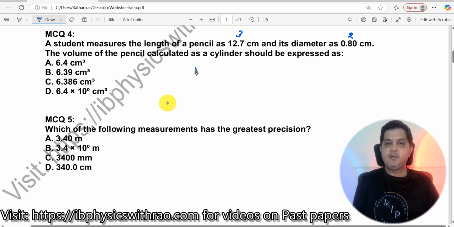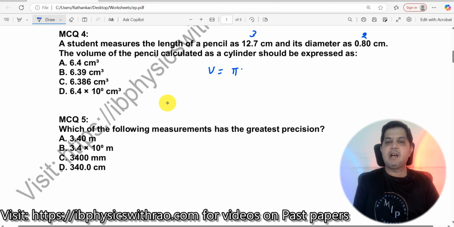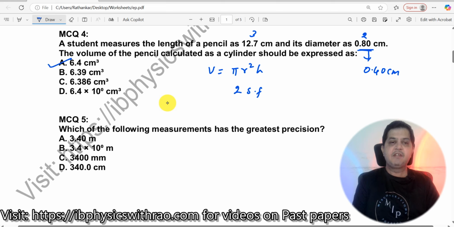So the volume of the cylinder is given by pi r square into h. Now there is a product of variables. Here we are going to divide the diameter by 2 to get the radius, which is 0.40 centimeter, and the height to be 12.7 centimeter. Whatever I do here, I'll get some values, but the final answer will only have 2 SF. Just find out which one has 2 SF over here. So the answer should be 6.4 centimeter cube and not this one over here.